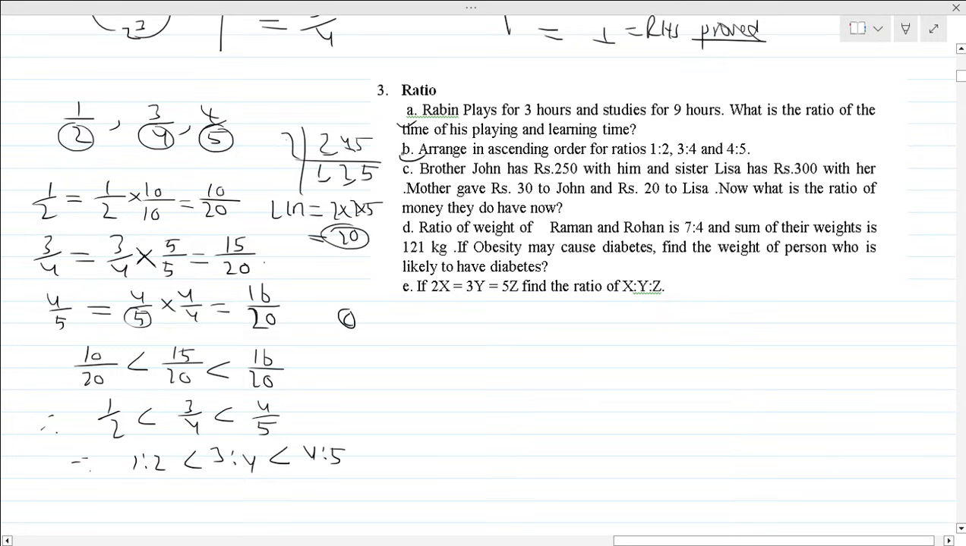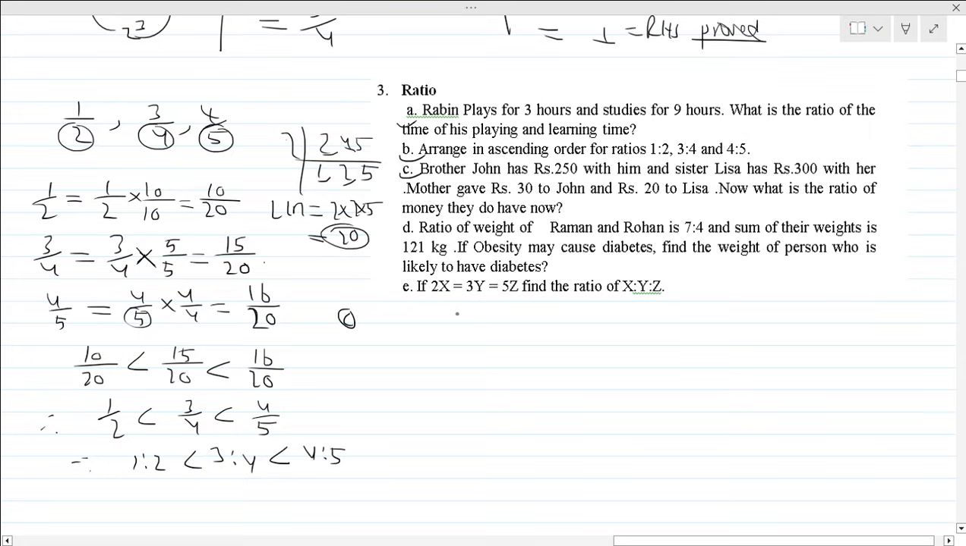And I go with number C. Let's see what it says here. Brother John has 250 rupees with him, and sister Lisa has 300 with her. What happened next is mother gave 30 rupees to John and 20 rupees to Lisa. So what is the ratio of money they have now? We are asked to find the ratio after their mother gave them some money.